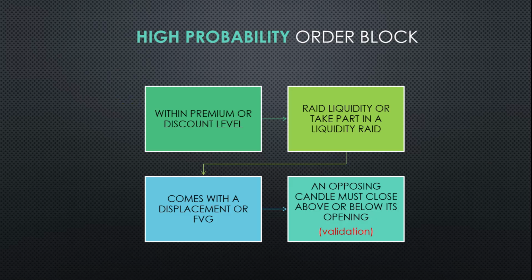Now, what do I consider to be a high probability order block? A high probability order block will normally form within a premium or discount level. Yes, normally, that means there are cases where this criteria will not be met, especially when the market is highly volatile. You don't expect price to always retrace into a premium or discount level. Now, a high probability order block should also raid liquidity or take part in a liquidity raid. It usually also comes with a displacement or a fair value gap, and for it to be validated, an opposing candle must close above or below its opening.